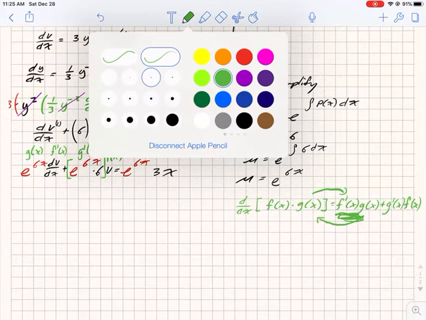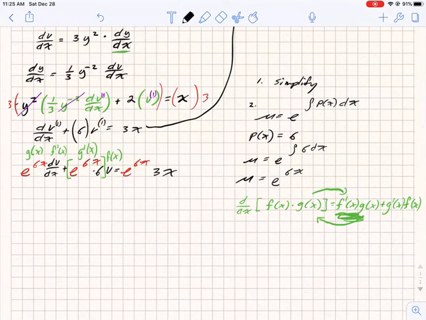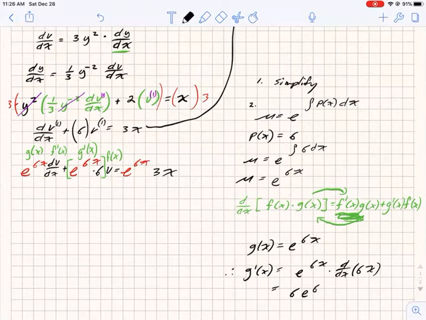Now we could check that. We check it by saying that g of x is equal to e to the 6x. Therefore, g prime of x must be equal to, remember we copied down the function, and then we take the derivative of the inside. And what we obtain is 6e to the 6x. So is g prime of x 6e to the 6x? If we look up here, it is.